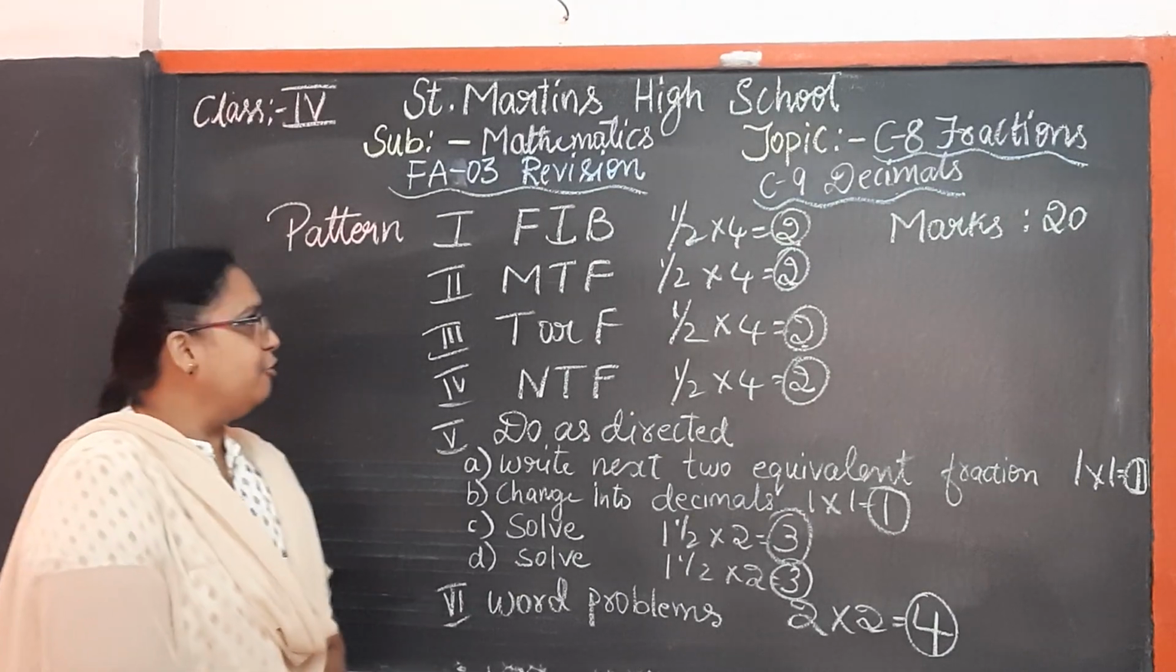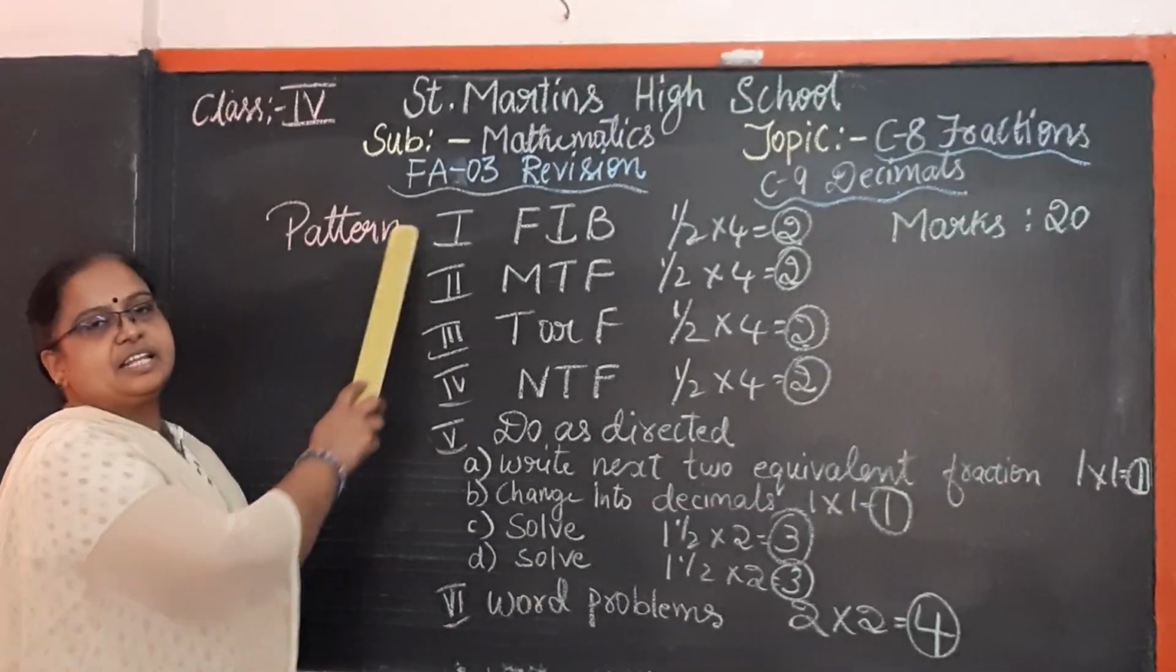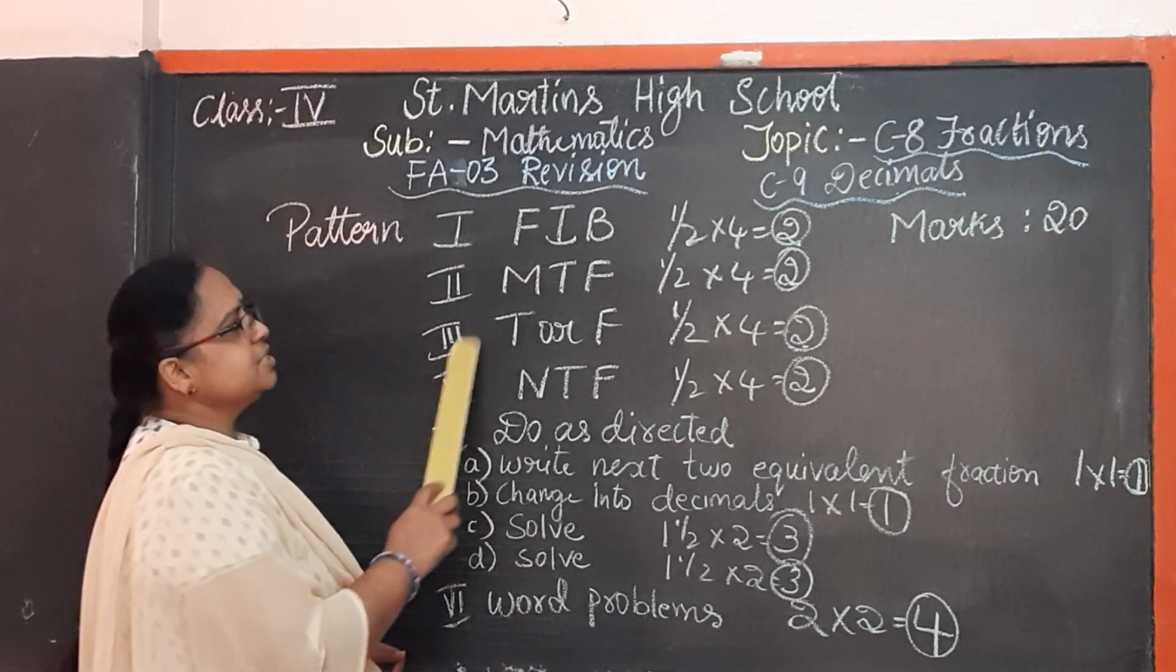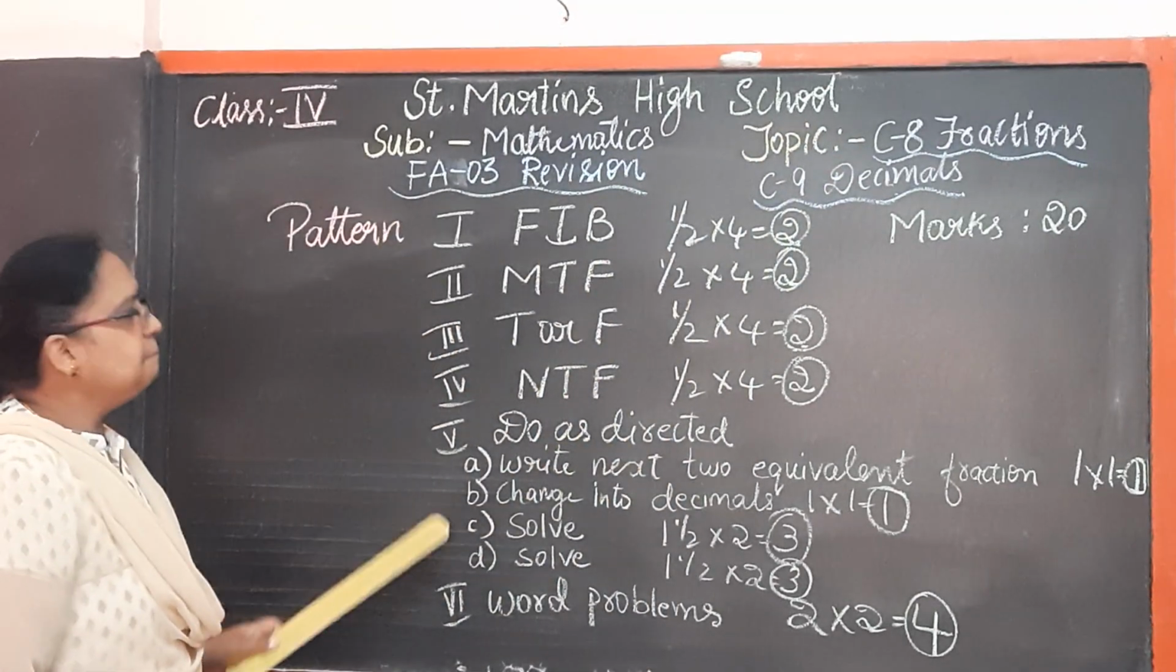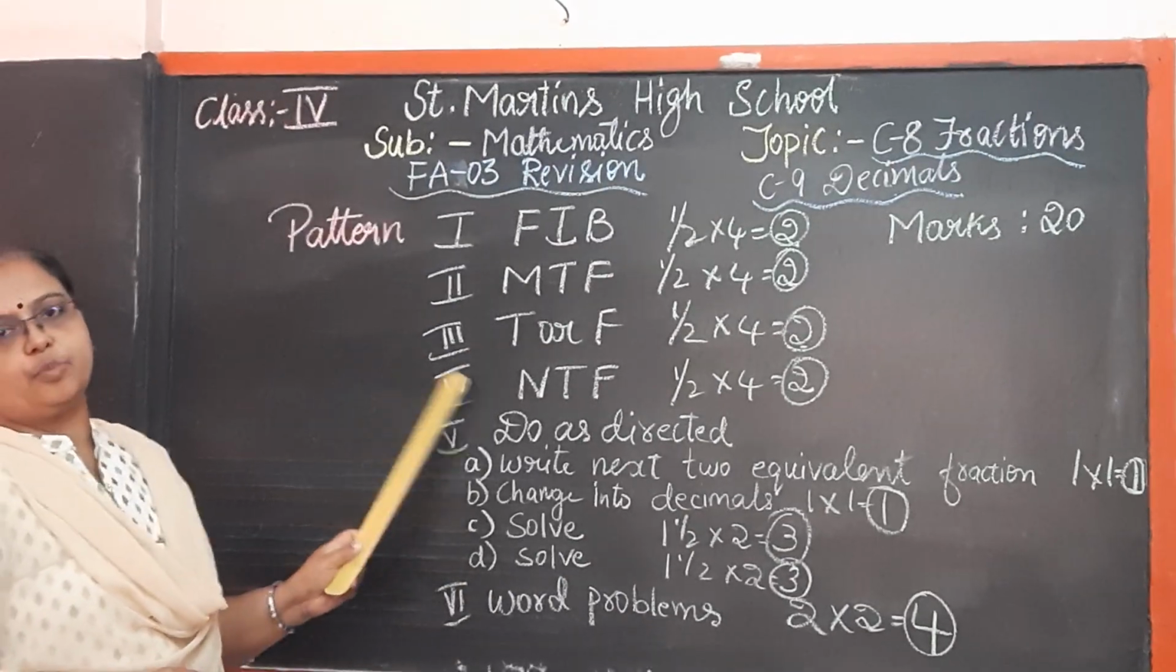Children, in this class, we are going to revise for FA3. The portions are chapter 8 fractions and chapter 9 decimals. Children, I have written the pattern of your question paper. It carries 20 marks.